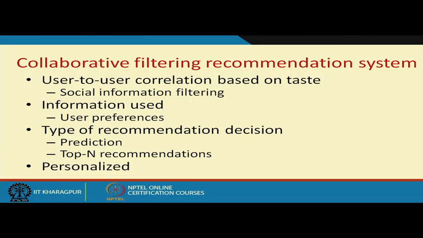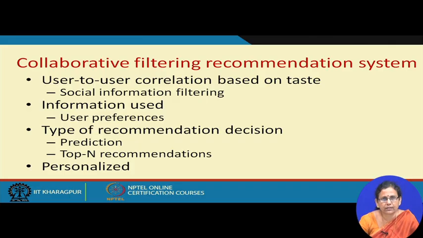Then you have collaborative filtering. In collaborative filtering, it can be user to user collaboration based on taste, or it is based on item similarity. We are going to discuss both, but oldest of these two is your user correlation based. So, it is also called social information filtering. Here the information used is the user preferences, and the recommender decisions which can come out of it are predictions and top N recommendation.